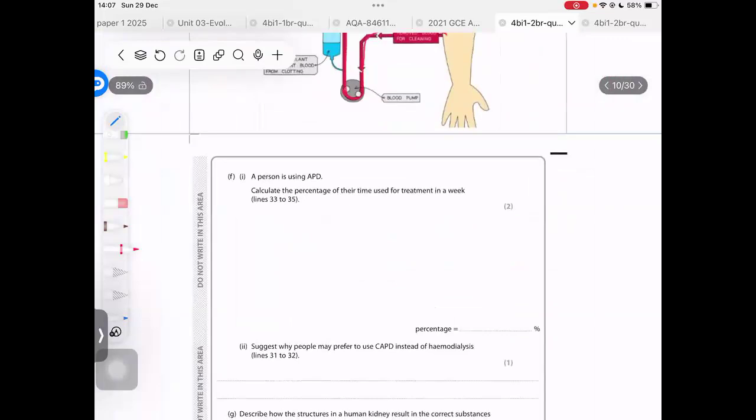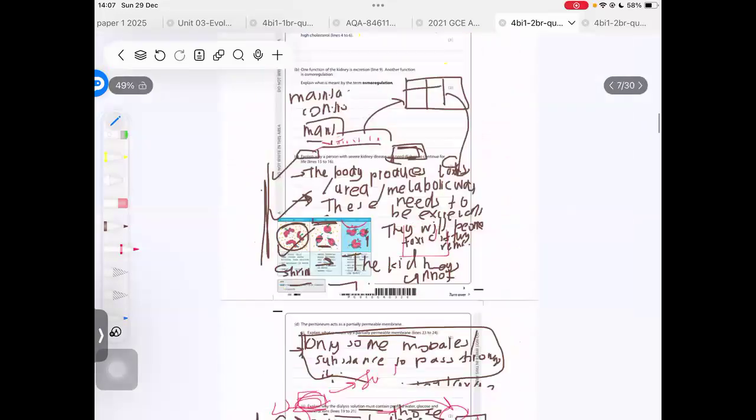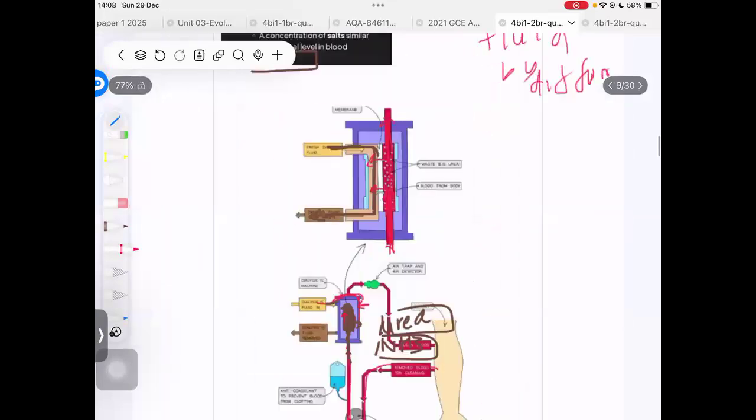A person is using APD. It's a word given in the passage. You can say calculate the percentage of their time used for treatment in a week. So what is this APD? What are the lines? Line 33 to 35.